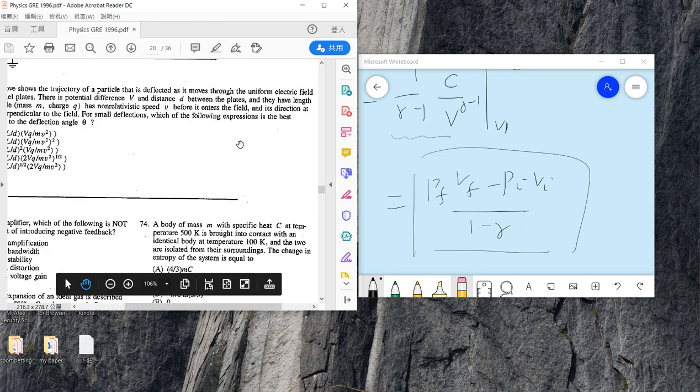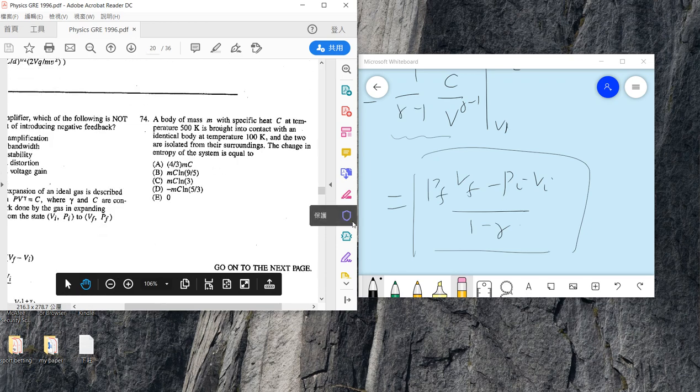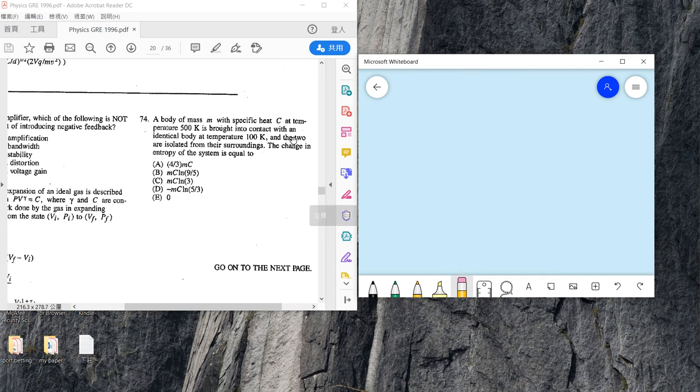Okay, so 74. Basically the body has mass with specific heat and temperature, and is brought into contact with an identical body at 100 K, and the two are isolated from surroundings. So the change of entropy of the system. So entropy is just dQ over T. So dQ is mc delta T.